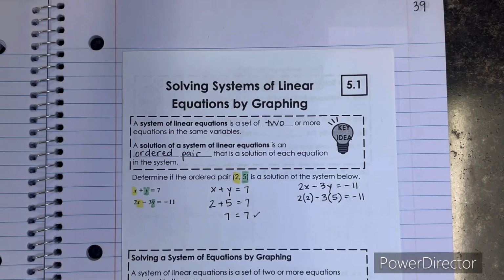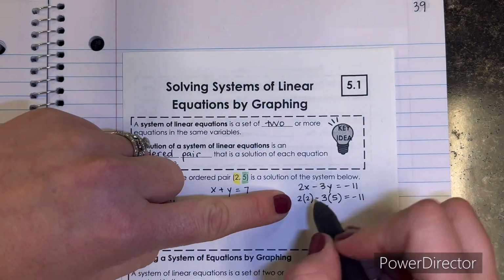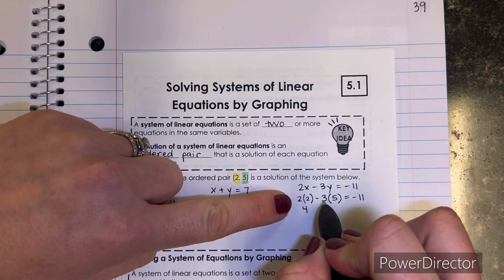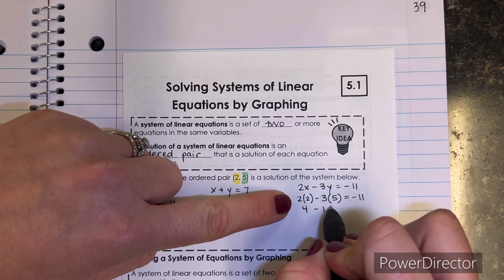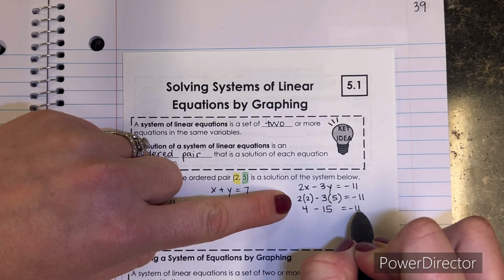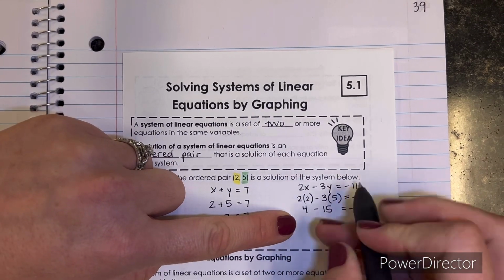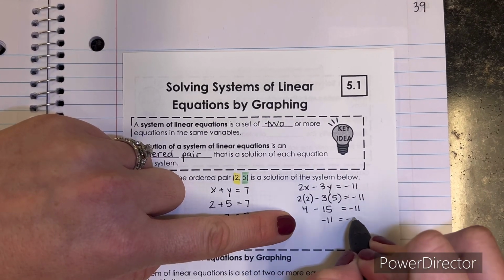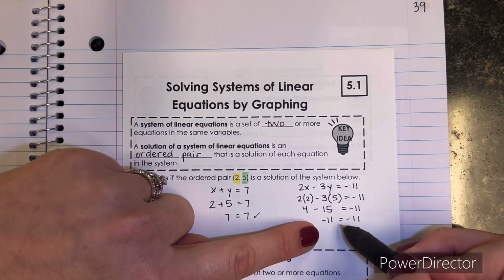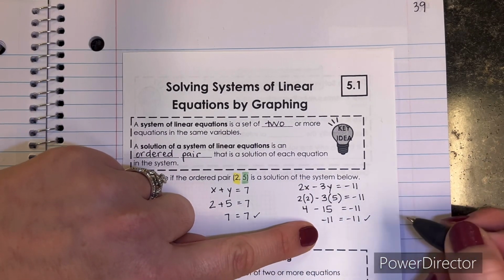Now we work to simplify. 2 times 2 is 4. Negative 3 times 5 is negative 15. 4 minus 15 is negative 11. And we end up with negative 11 equals negative 11, which is a true statement.